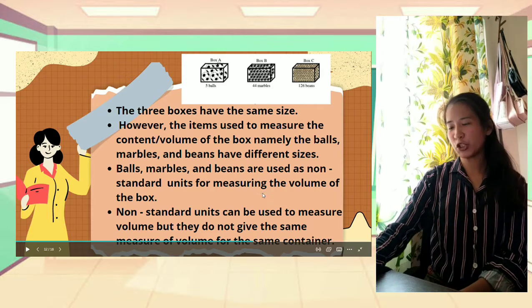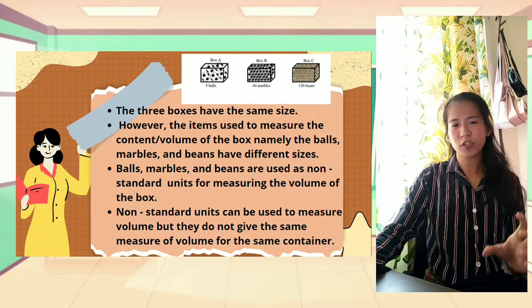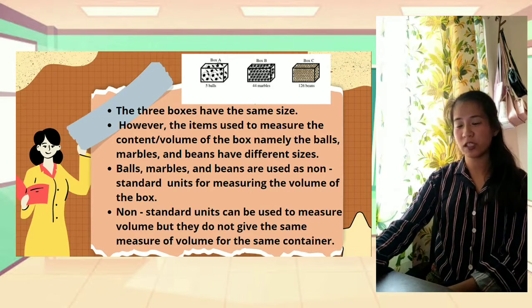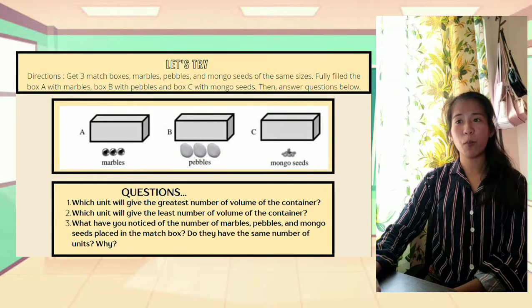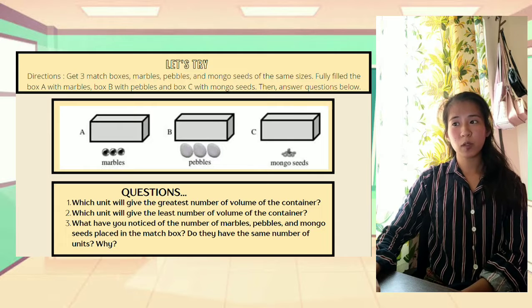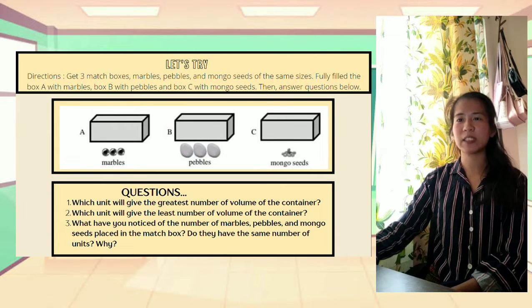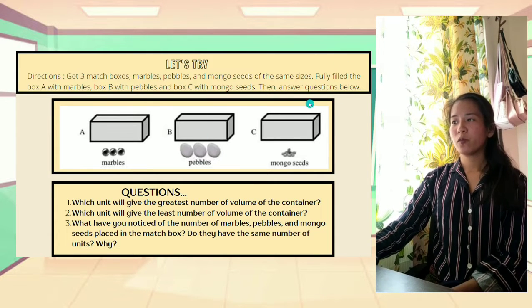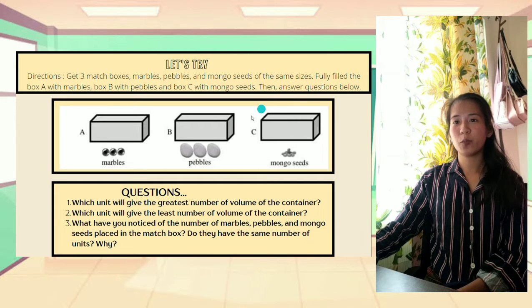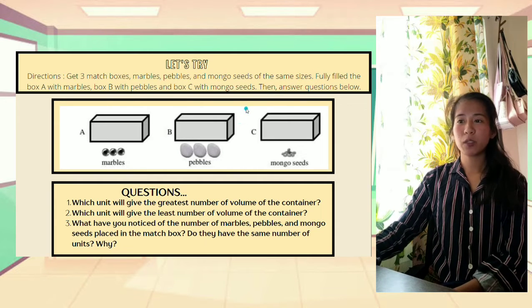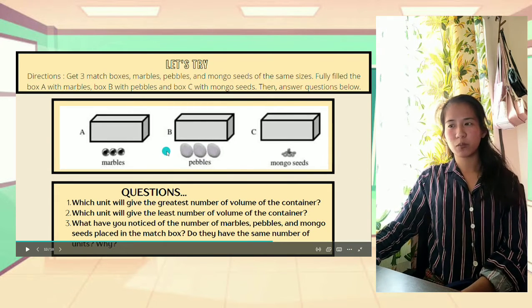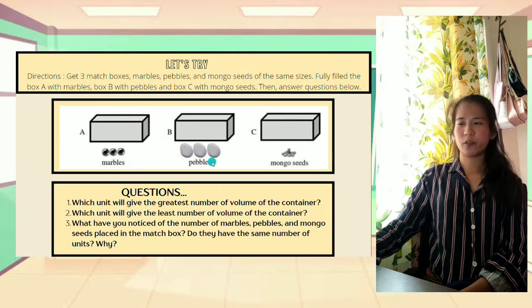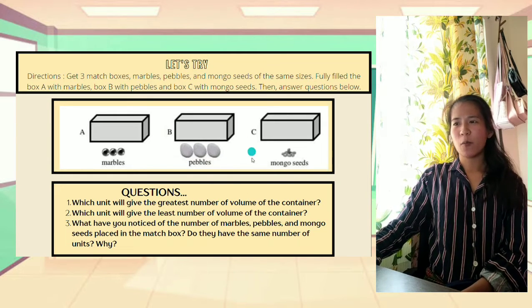Let's try to visualize, let's try to understand, let's dig deeper into this lesson. Direction: Get 3 matchboxes of the same size, and marbles, pebbles, and mango seeds. Fully fill box A with marbles, box B with pebbles, and box C with mango seeds. Let's answer the following questions. Look at the picture, carefully observe, and try to visualize this picture.